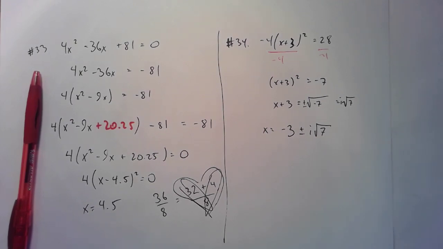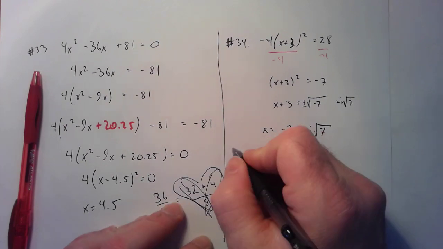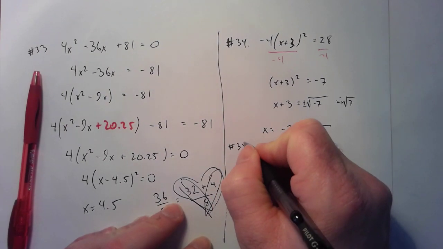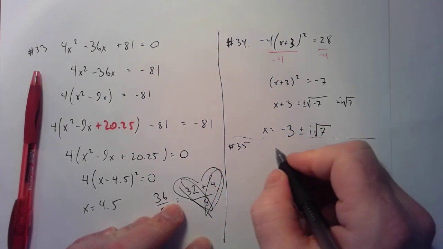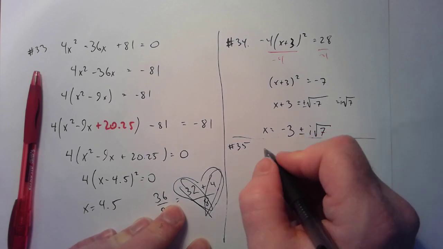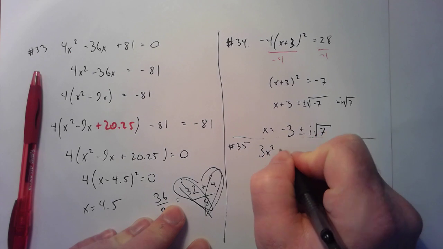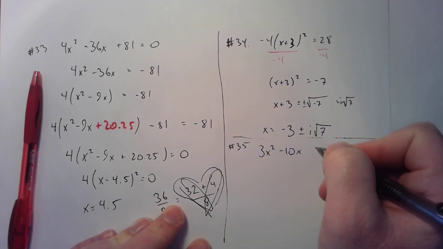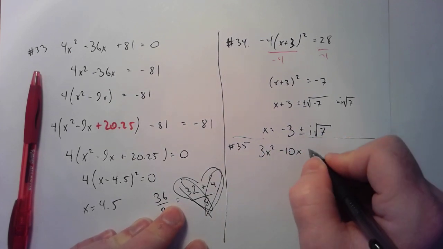We can do it. All right, I might have enough room to squeeze in 35 on this sheet. Yeah, I think I could probably do that. I'm going to give it a shot. If I can't, then, oops. Number 35 says 3x squared minus 10x equals 7.